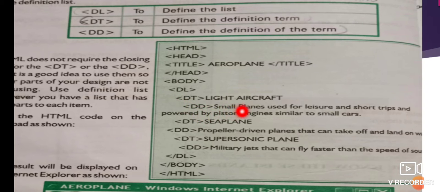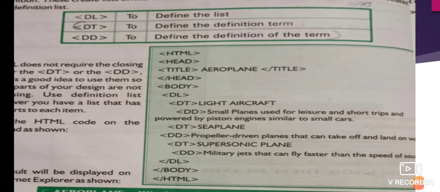What is the definition heading we have to give? The definition heading is light aircraft, and then you define what a light aircraft is inside the DD tag. Okay, so this is the definition given for light aircraft: small planes used for leisure and short trips and powered by piston engines similar to small cars. And then if you want to define one more type of airplane, the second one is seaplane. And the definition given is: propeller driven planes that can take off and land on water.